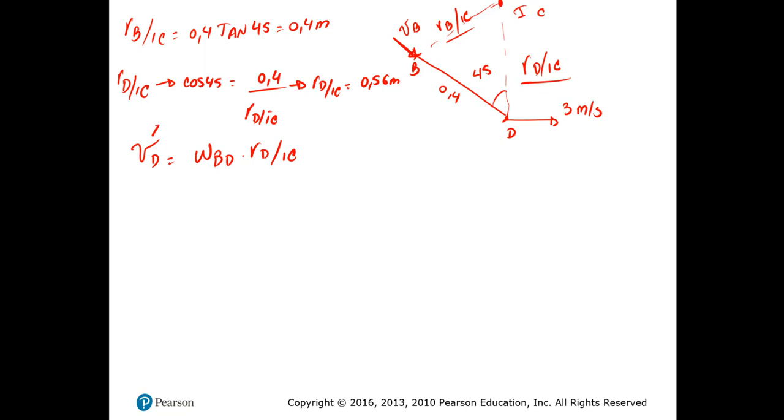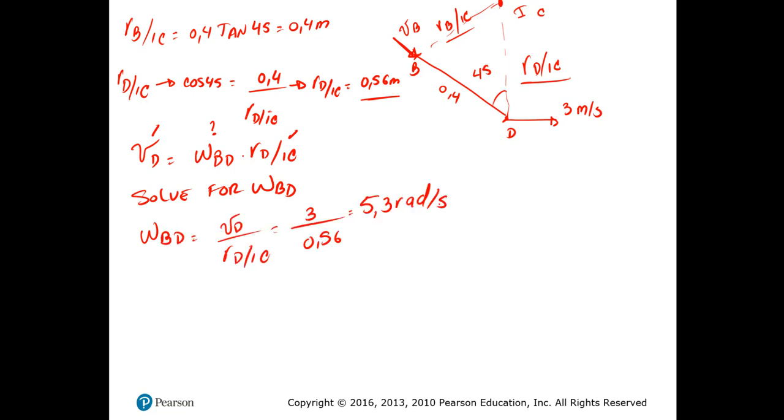You already have this, and this is what you're looking for, and you already have this because you just calculated it right here. If we solve this equation for omega BD, we will be able to find what we're looking for. This is in radians per second. So we will get that omega BD is equal to 5.3 radians per second.